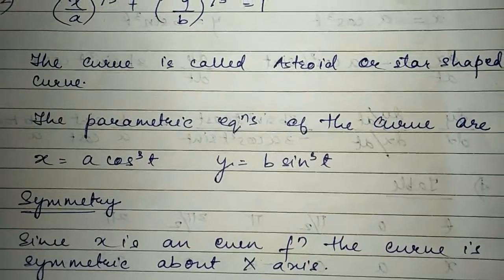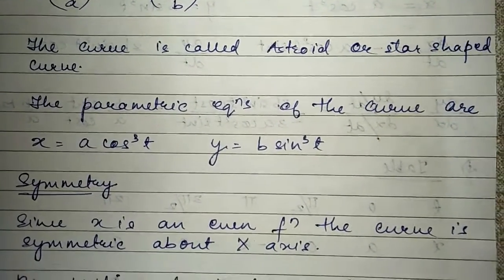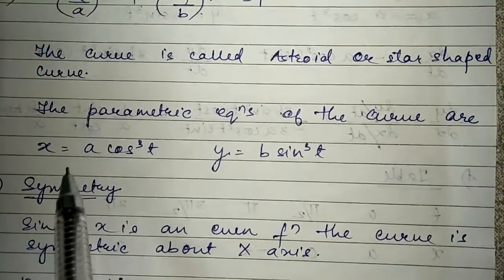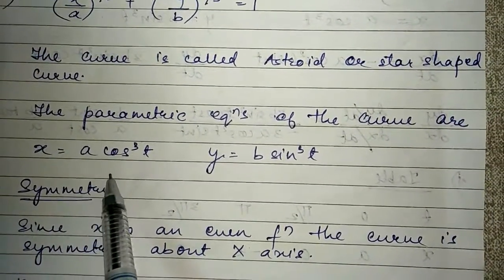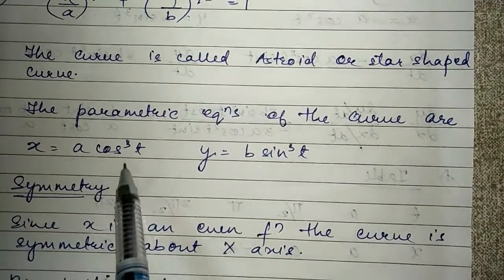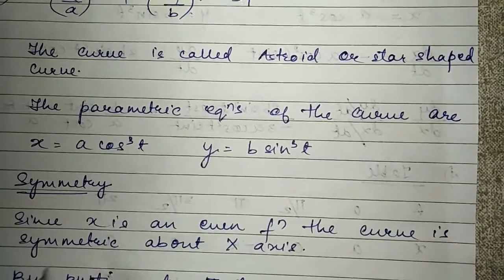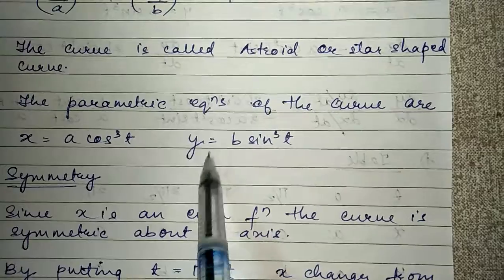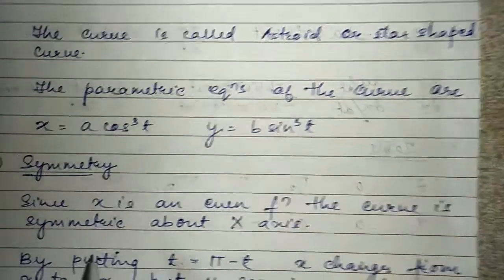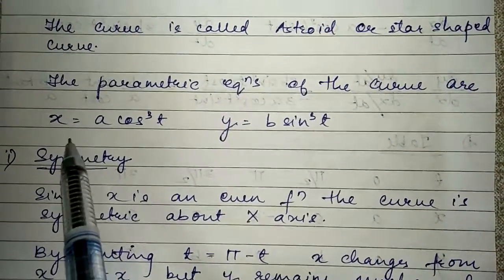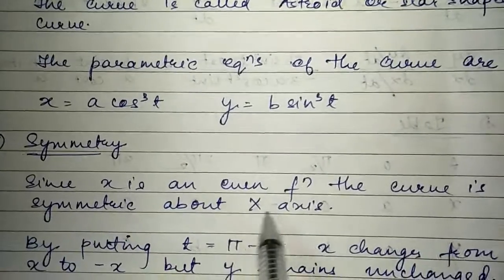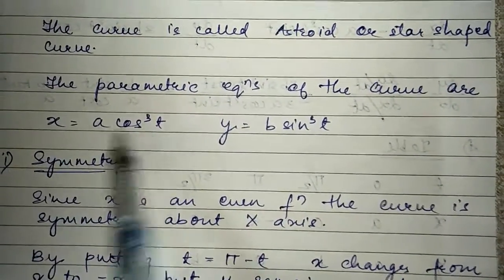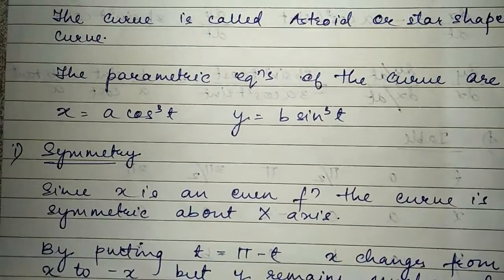Now first we will see the symmetry of the given curve. From this we can see that x is an even function, we have cos t here, whereas y will be an odd function. So what we can say, since x is an even function, the curve is symmetric about the x-axis.